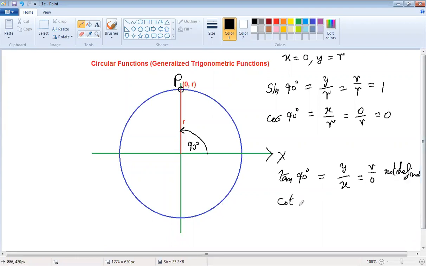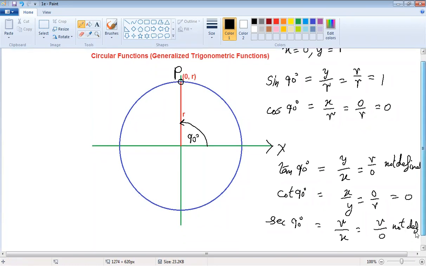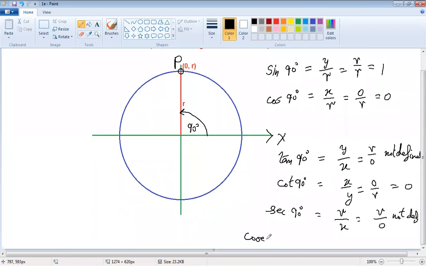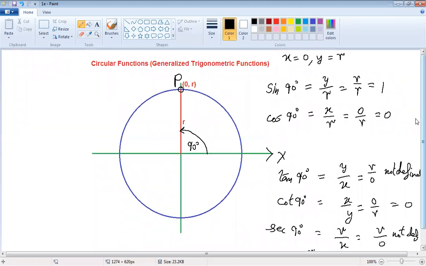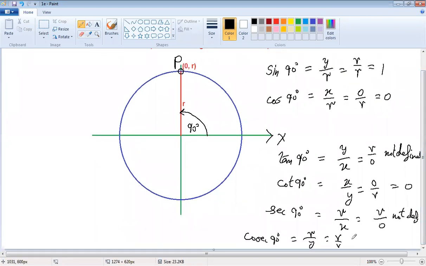And cot 90 degree is equal to x coordinate upon y coordinate, and therefore it is 0 upon r, it is 0. Similarly, secant of 90 degree is equal to radius upon x coordinate. So radius upon 0, not defined. And lastly, cosec 90 degree is equal to radius upon y coordinate. Y coordinate is here radius. So radius upon radius, this is 1.